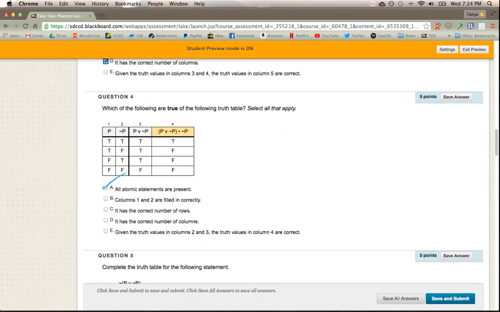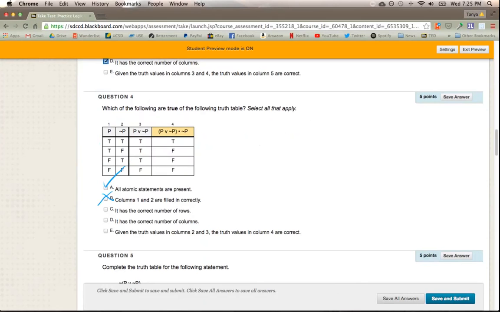Are columns 1 and 2 filled in correctly? No. It looks like what this person has done is treat not P as an atomic statement and fill it in like these are the 4 combinations of truth values. But not P isn't an atomic statement. It's the negation of P. So anywhere that P is true, not P should be false, and vice versa. They treated it like an atomic statement. That's wrong. So columns 1 and 2 are not filled in correctly.